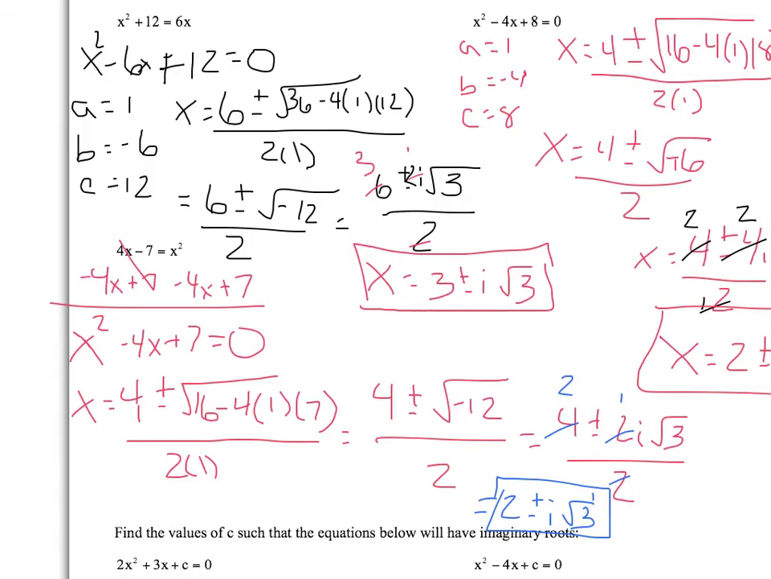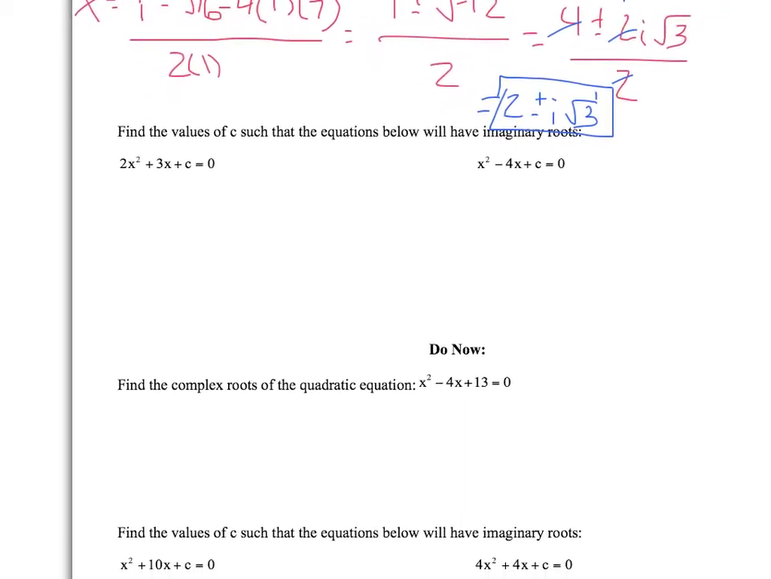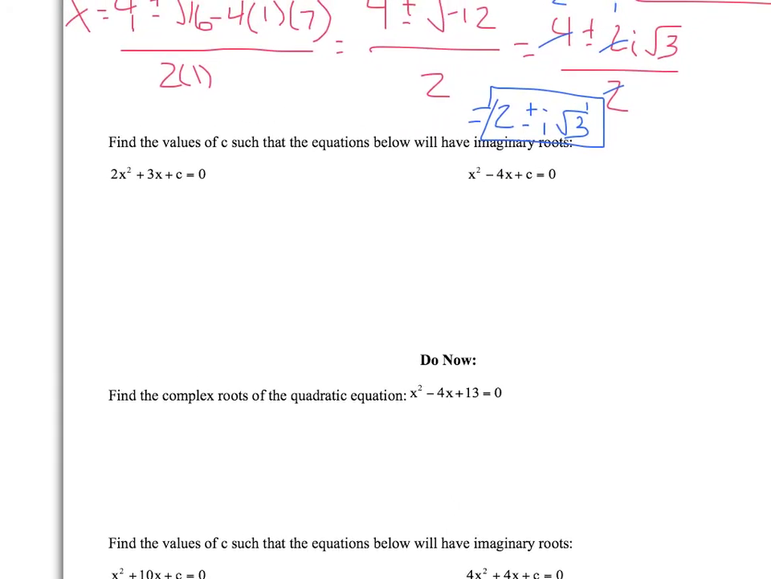Now, this next piece below says find the values of c such that the equation will have imaginary roots. We know, and I talked a little bit about the discriminant already, but the discriminant is the piece under the radical. And if that piece is negative or less than 0, then the equation will have imaginary roots. So what I'm going to do is say that the discriminant, or b squared minus 4ac, has to be negative or less than 0. Now let's plug in.